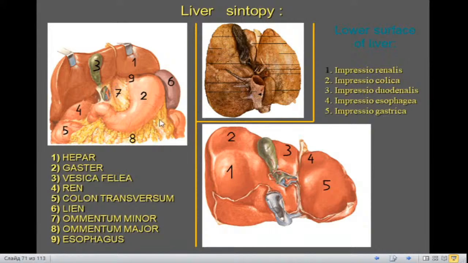The liver is covered by peritoneum on 3 sides. Just a small bare portion is called the area nuda. It's not covered, but all the rest is covered by peritoneum. So the liver is a mesoperitoneal organ.